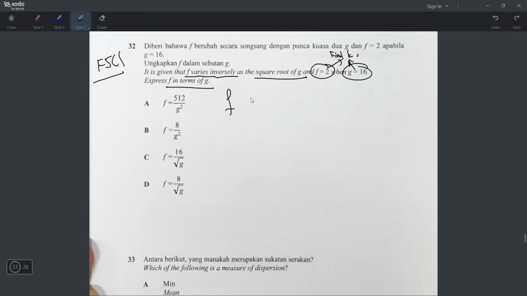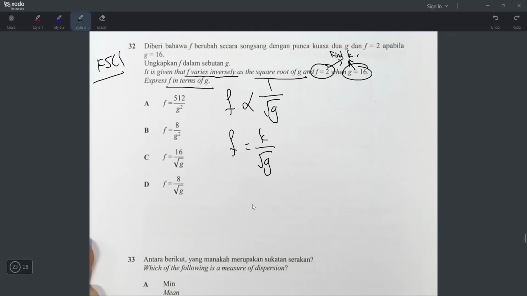So f varies inversely, so use the ikan symbol. Inversely means you have to write atas dengan bawah. So the square root of g you tulis bawah, and then nothing up here is 1 over. Alright, next thing is you tukar this symbol to equal k. And when you write k, the k has to be multiplied with 1 over square root g. And when you multiply k with a fraction, you darab atas sahaja. You multiply atas, so it becomes k over square root g like this.